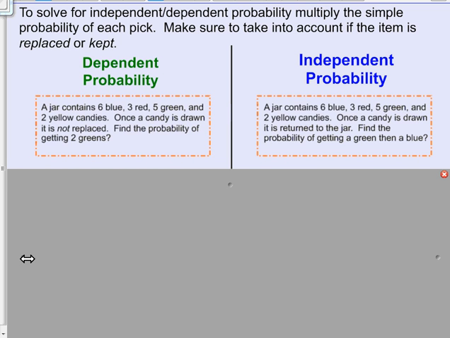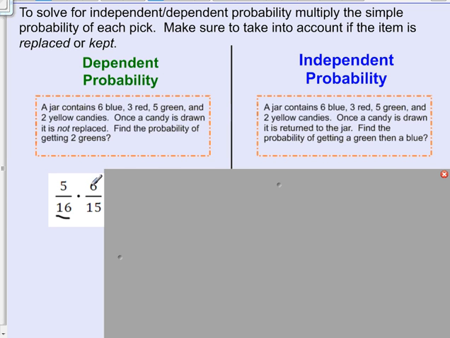All right, so the same thing with the dependent, but here's the difference. Because it is not replaced, my probability of getting a green the first time is 5/16, but my probability of getting a green a second time, my sample space changes. So 16 now becomes 15 because I don't have that original green candy. So it then becomes 5/15. Then we multiply those two together, and it's 25 out of 240.